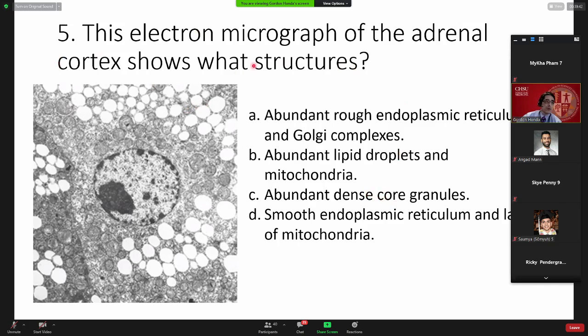So if you know the EMs from the adrenal cortex, without even seeing an image, you go, okay, there should be fat droplets, there should be mitochondria, there should be smooth ER. So we have at least 2 of the 3. So that's enough to sort of narrow down the answer.